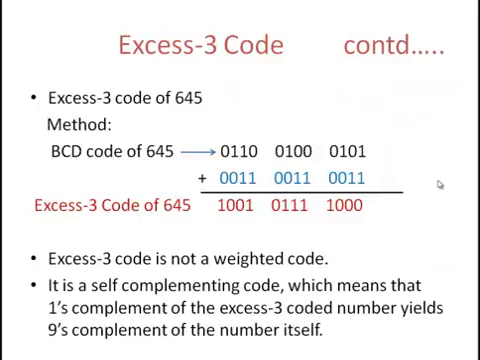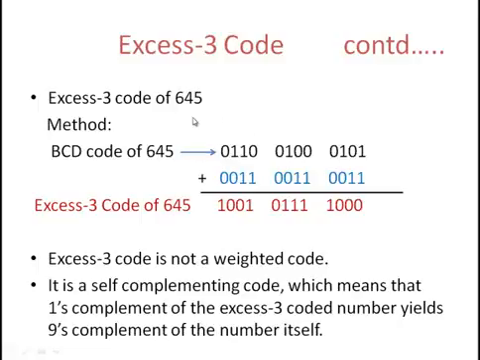Now let us find the XS3 code of number 645, that is a decimal number having 3 digits. In this case, first of all, we need to find the BCD code of 645.